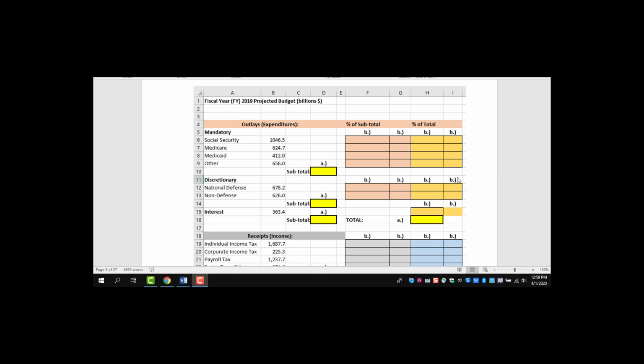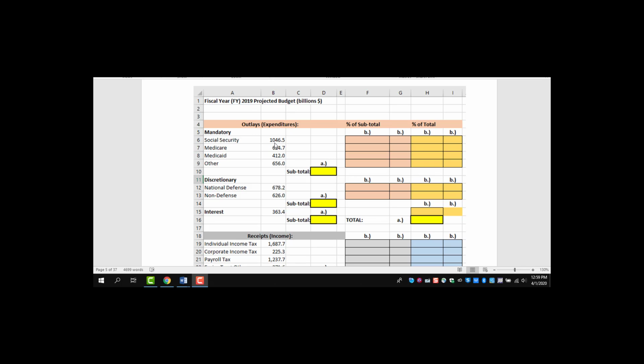Okay, this is the Excel budget file. We only have one file in chapter 4, and this is the one. So first, going to look at this. This is different mandatory spending. This means it's mandated by law, and these are the numbers. How much was spent, projected in 2019. This is in billions of dollars.